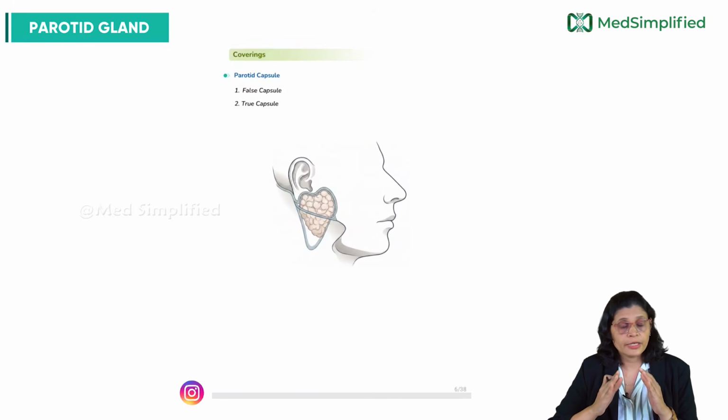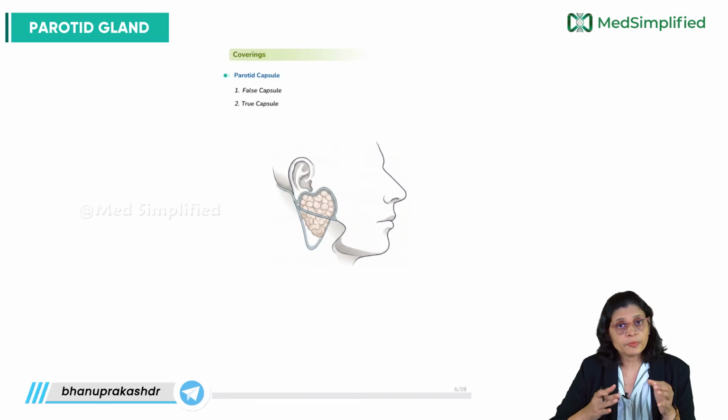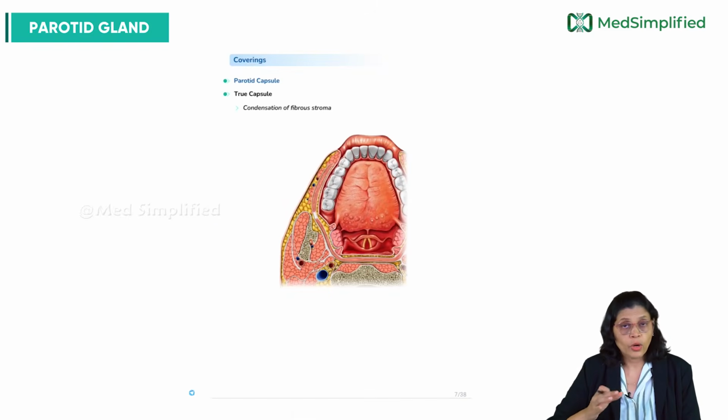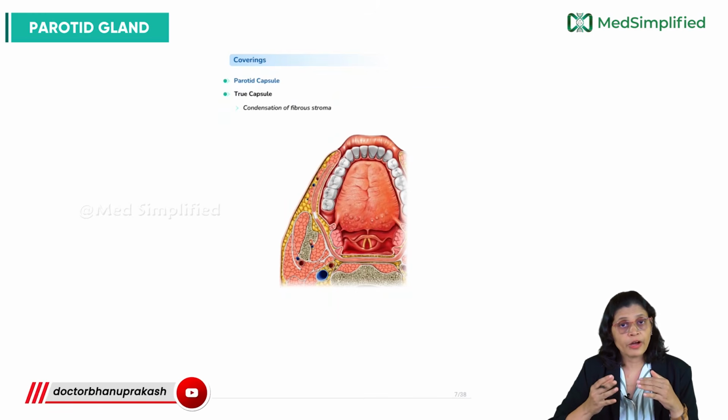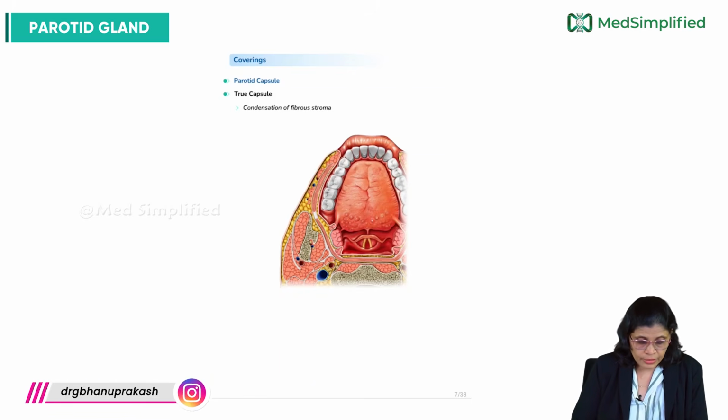Now we will see the structures covering the parotid gland and forming its capsule. The parotid gland has two capsules, the true capsule and the false capsule. The true capsule is formed by the condensation of the fibrous stroma of the parotid gland itself. Since it is formed by the stroma of the gland itself, it is very adherent to the gland.